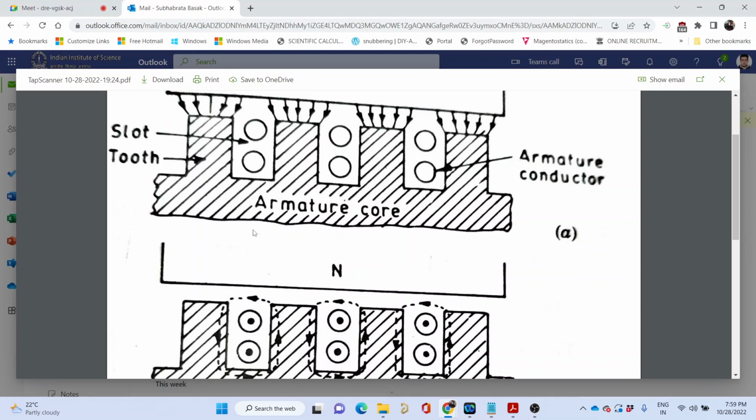Yes, I'm getting it. So you see, it is moving towards this, right? It will get shifted, right? These flux lines will no longer be uniform. You agree with me? Yes, sir.